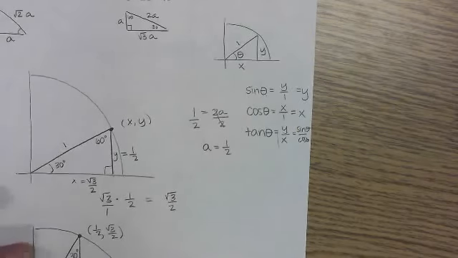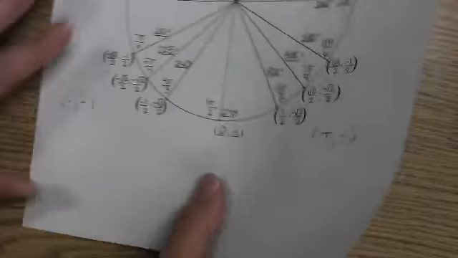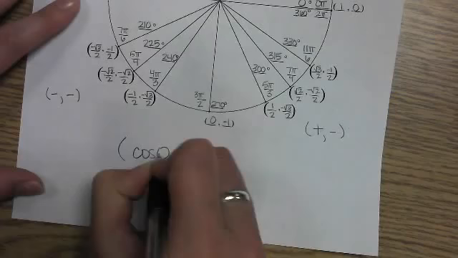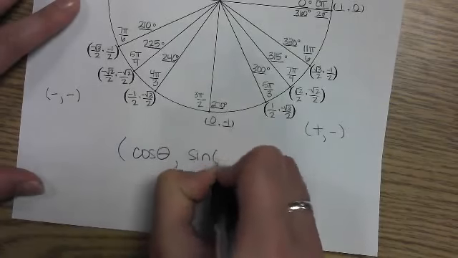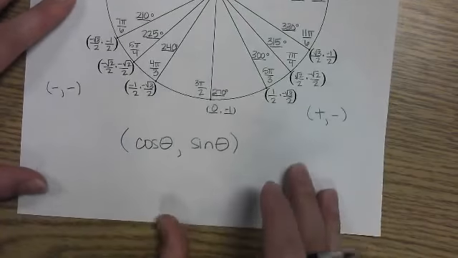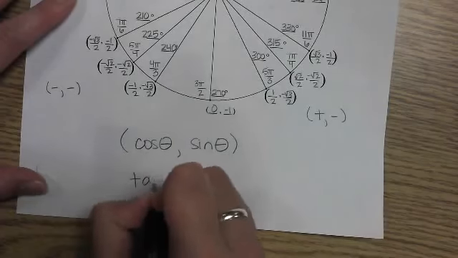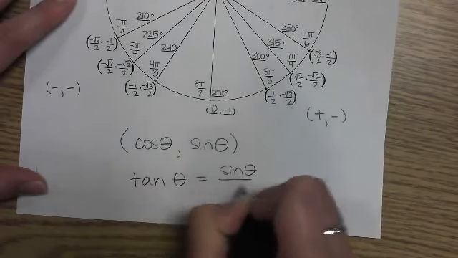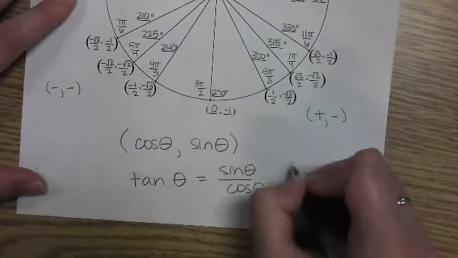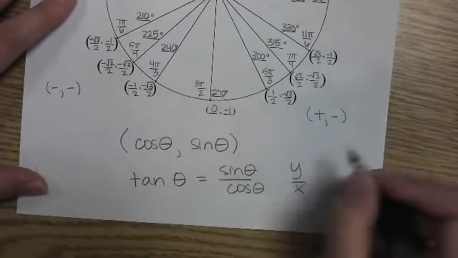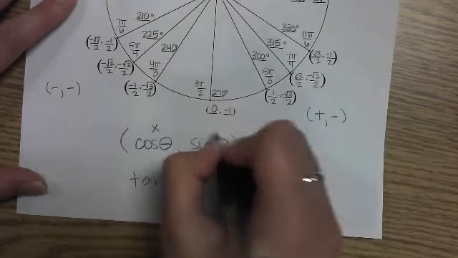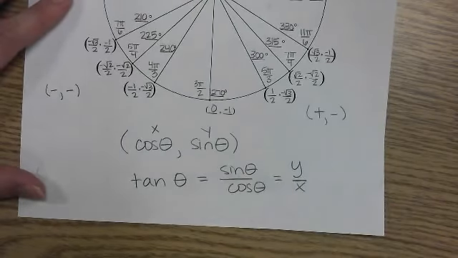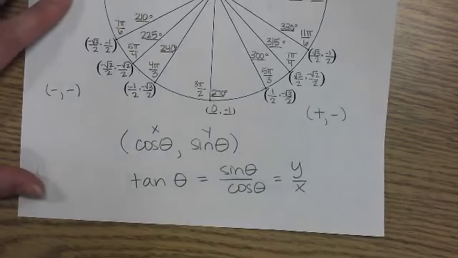Alright, so we're going to go ahead and write them on the front of our page. So we have the x coordinate is cos, and the y coordinate is sine. And then we also have that tan is the same thing as sine over cos, or if you need to remember that as y over x, you could remember it that way. So those are good things to keep in mind as well as we work with the unit circle.